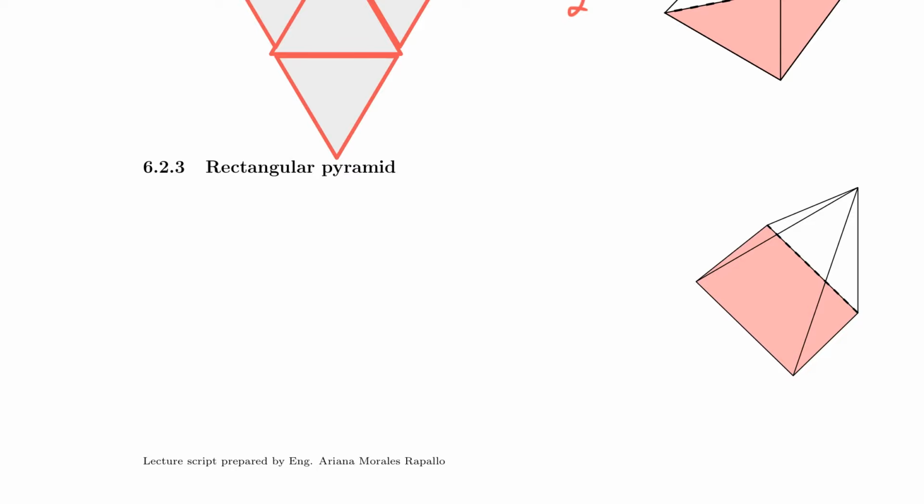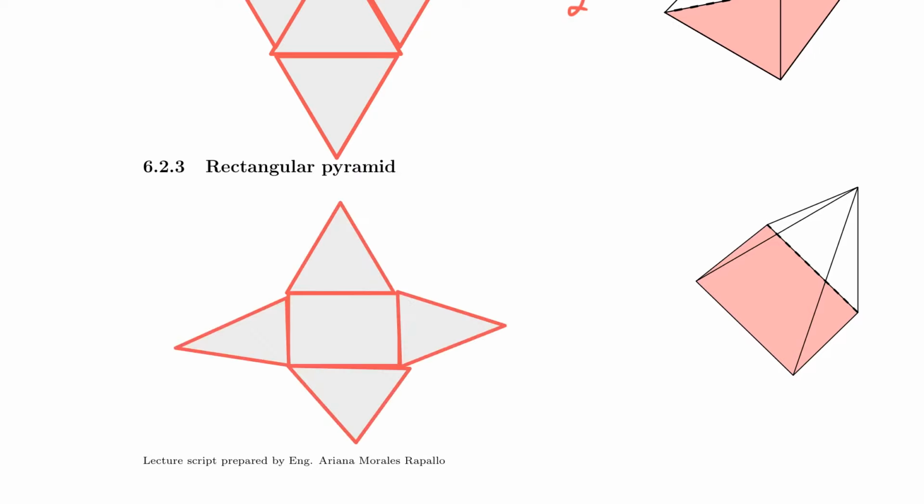Okay, so first of all, let's open up this polyhedron and see how it will look in a 2D plane. Okay, so the rectangular pyramid, when we open it up, looks something like this.